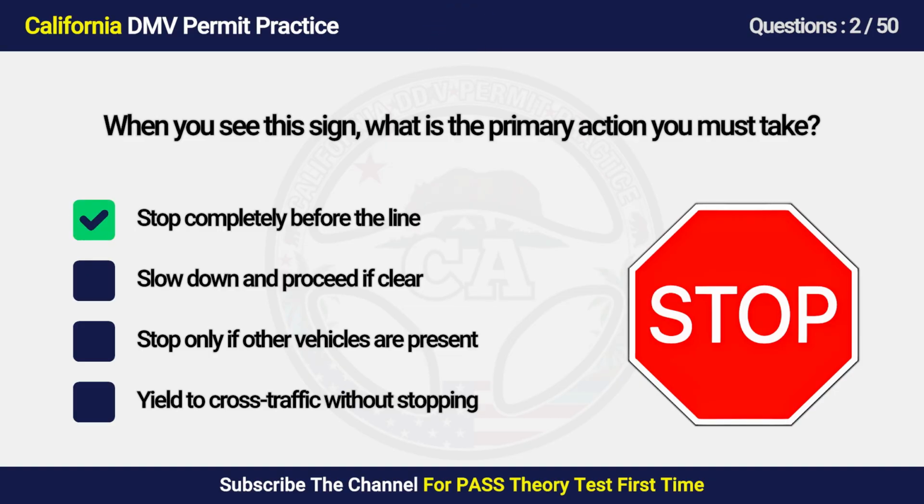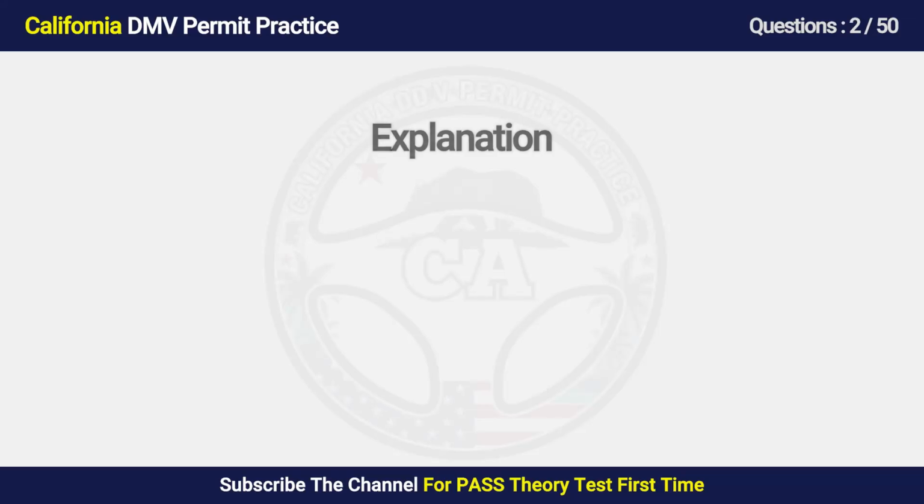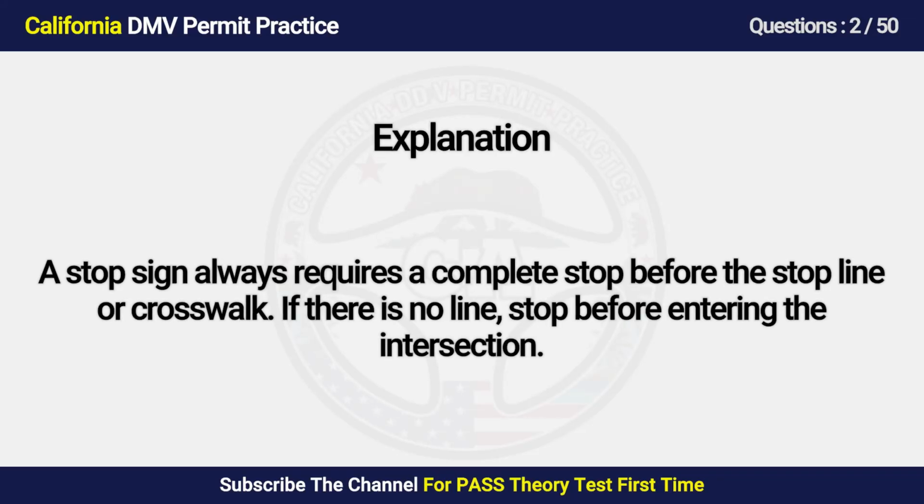Answer is A. Stop completely before the line. A stop sign always requires a complete stop before the stop line or crosswalk. If there is no line, stop before entering the intersection.